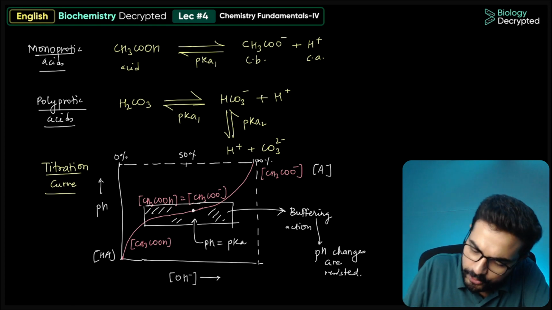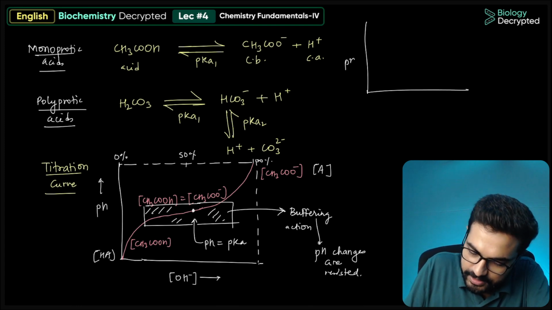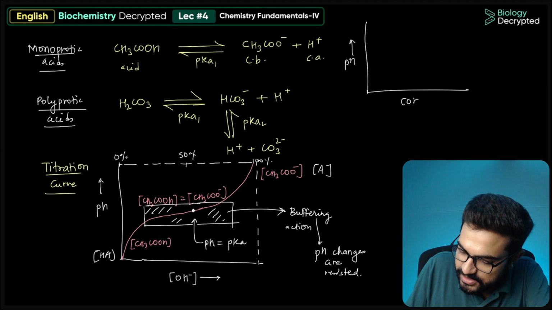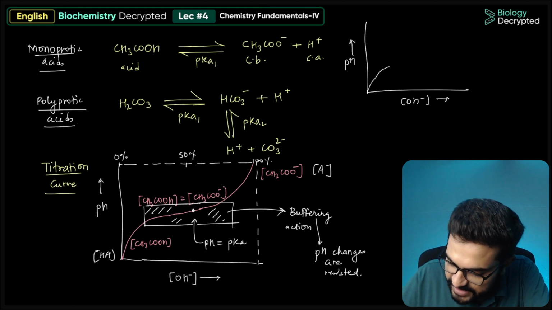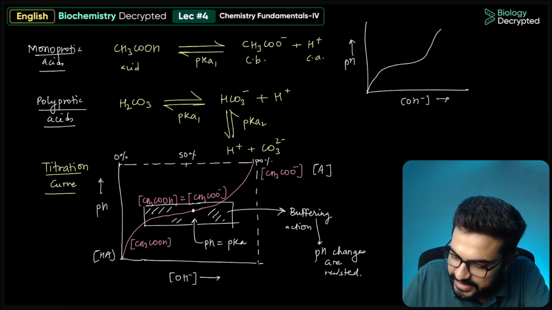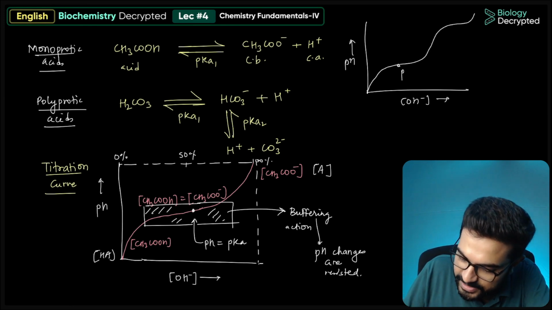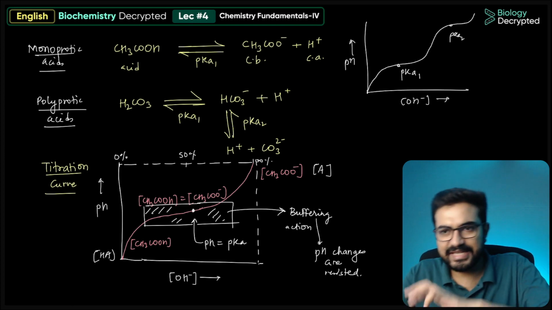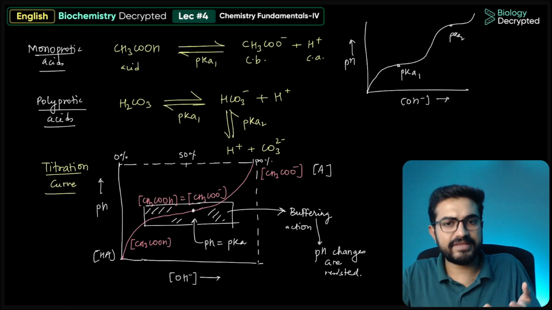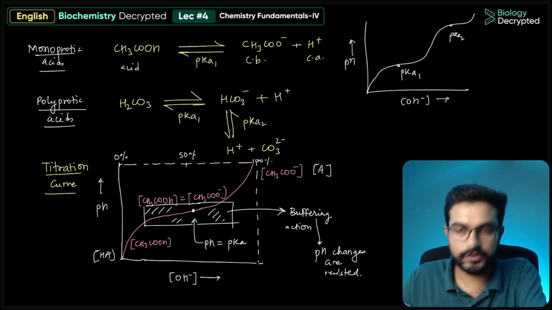Now if we talk about polyprotic acids, again, if we try to plot pH versus OH minus equivalents added, what you see here is first there will be one curve like this, then there will be another curve like this. So basically there will be pK1 and pK2. This is the case with many amino acids as well, where there are multiple groups that can be deprotonated. So this is the overall concept.